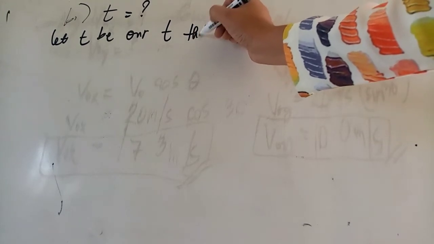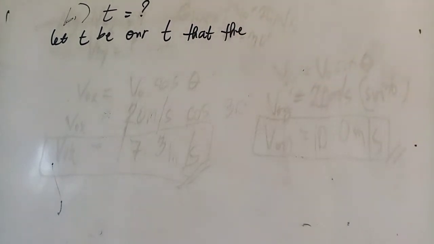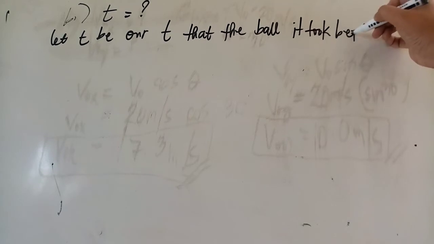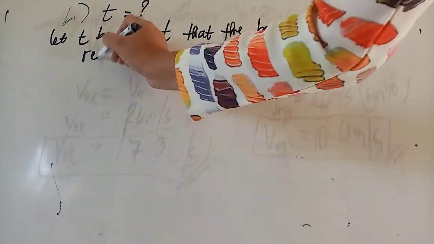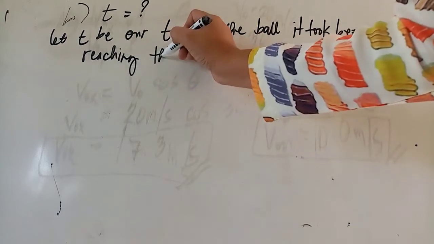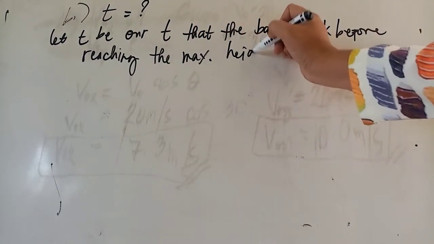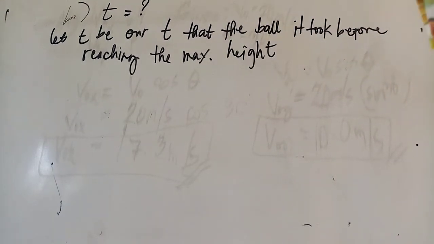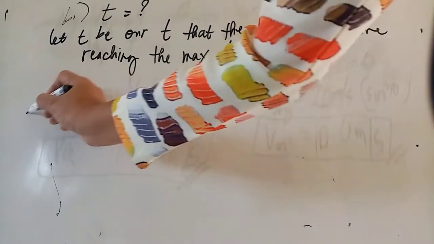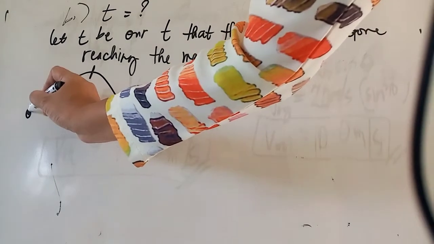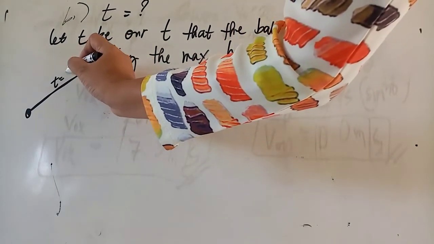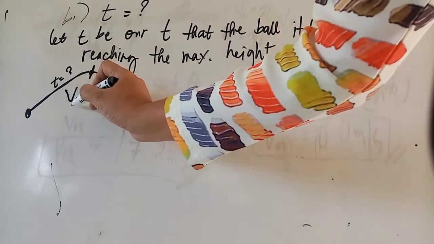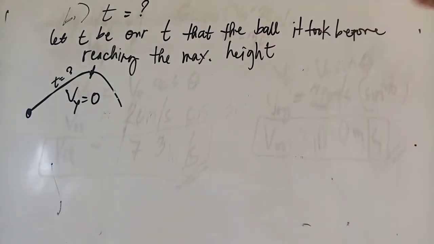that the ball took before reaching the maximum height. So to find this, let's consider only the vertical component of the motion. You have to recall that if the ball goes from here to its maximum height, this is our t. And you have to recall that at the maximum point, our v sub y is equal to 0.